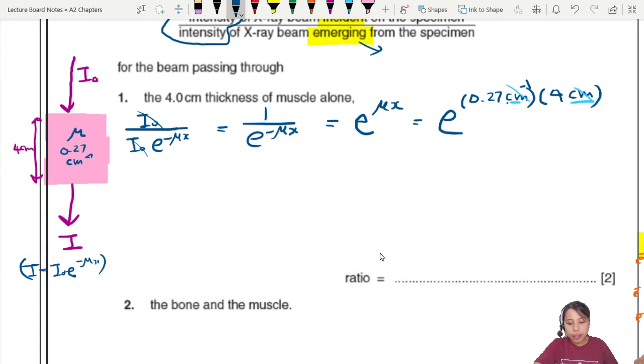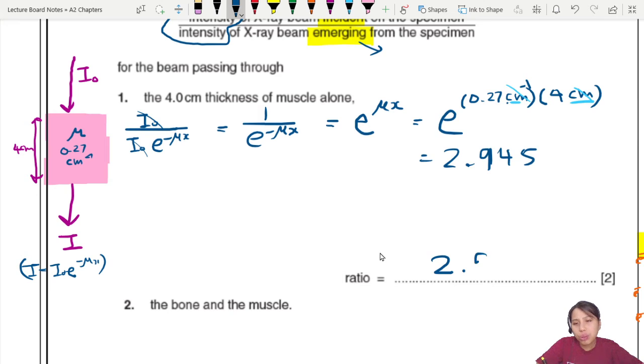So you press calculator. You should get a value of about 2.945. This is a ratio, so you can keep it in decimal form, no fractions. For the final answer, I can choose 2 or 3 SF. I'm going to do 2 SF. So 2.9. So this one is an A1 mark.